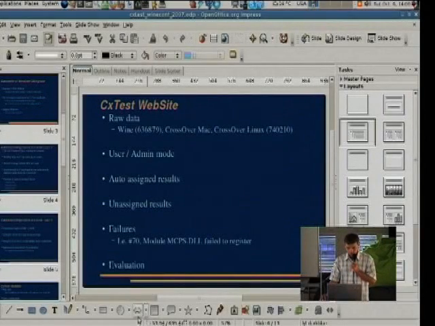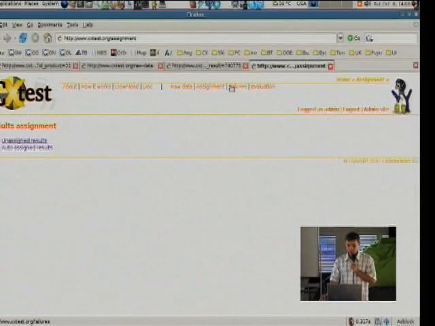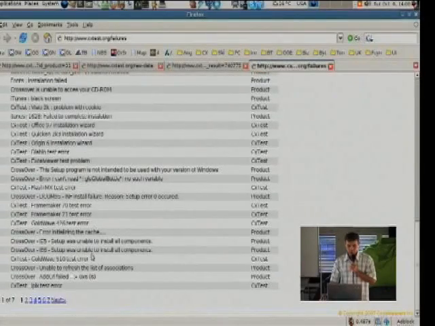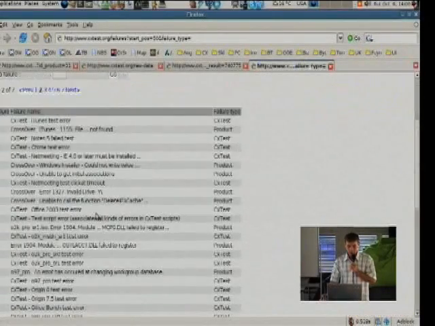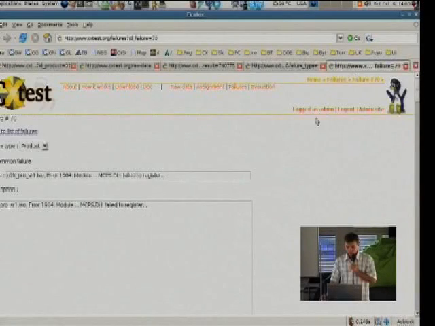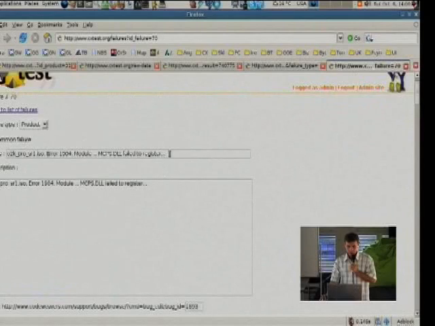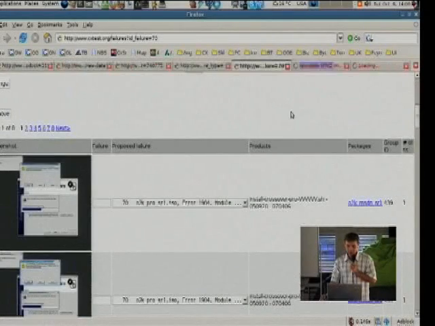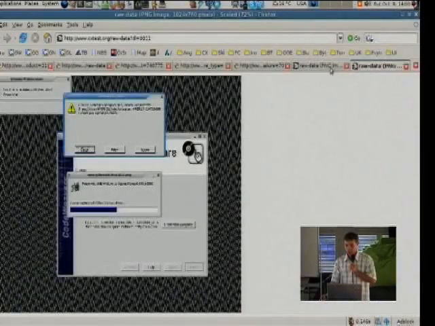Oh, and that comes to failures. A failure is actually the set of images which we believe belong to the same bug. For example, failure number 17 has this description, and all these images which are similar but not the same belong to that failure.